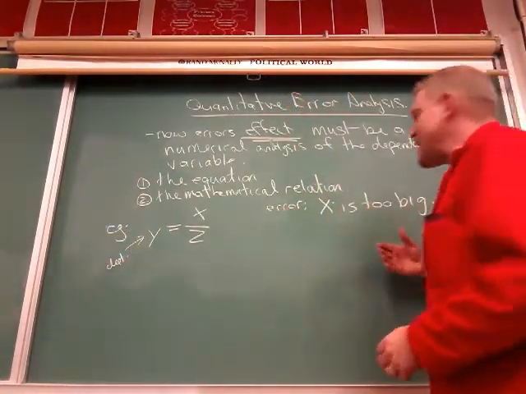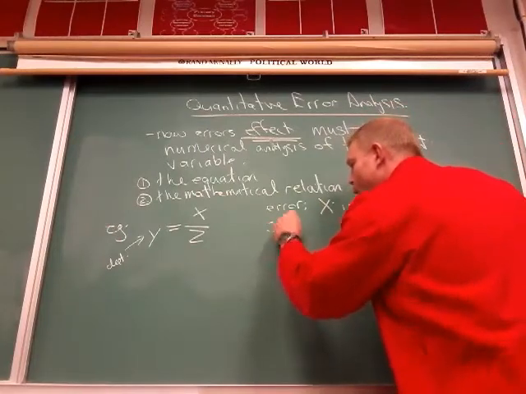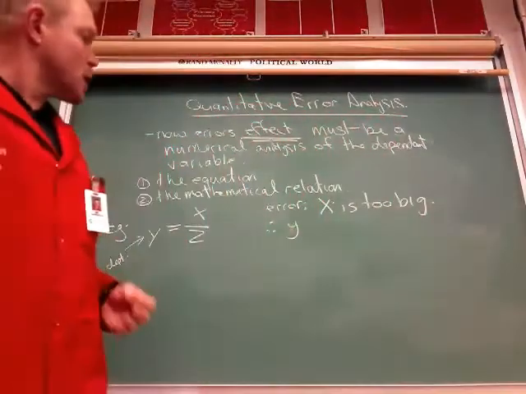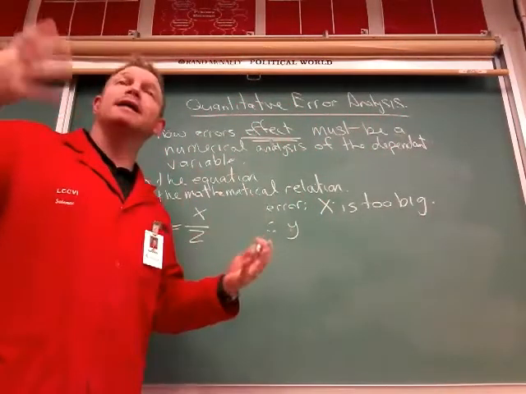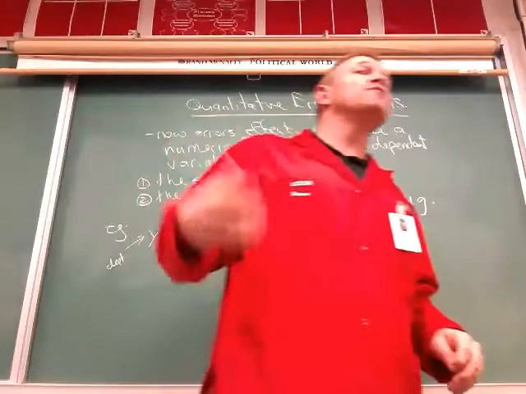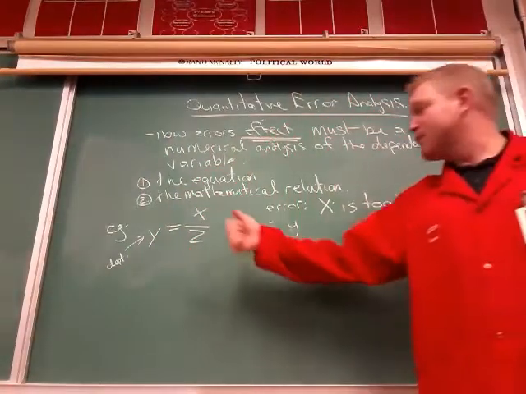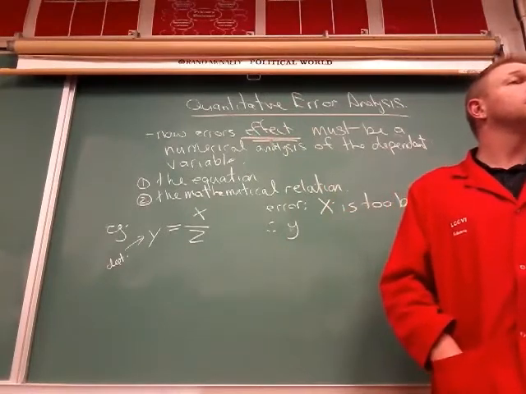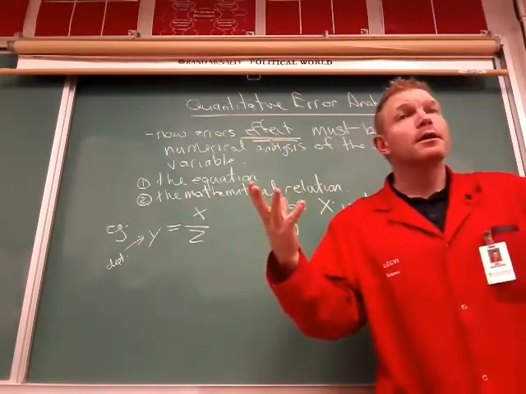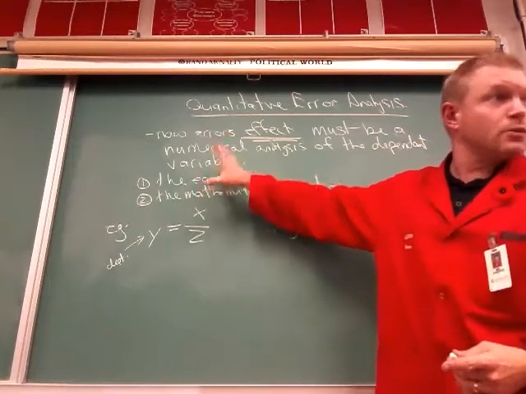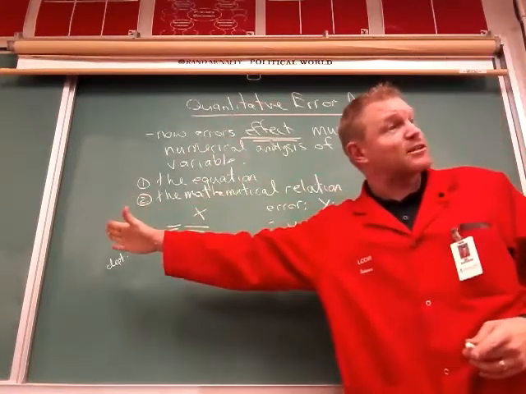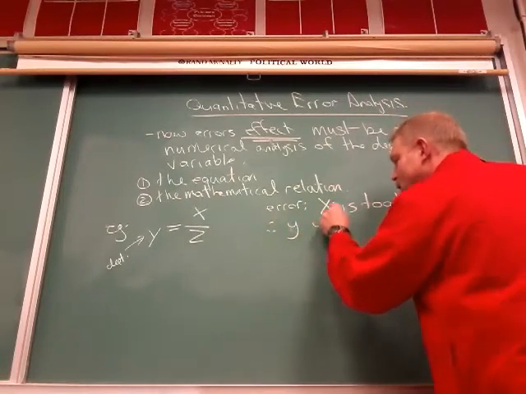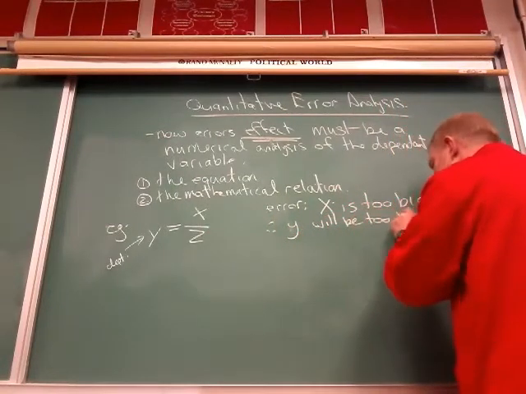If x is too big, therefore y, well, what will y be if the top number on this fraction is too big? What happens to the value of y when you calculate it if this number on the top is too big? What happens to it? Yep. It'll be also too big, because the top number, when it grows on a calculation, it makes the answer become bigger. And we can say then that y will be too big.